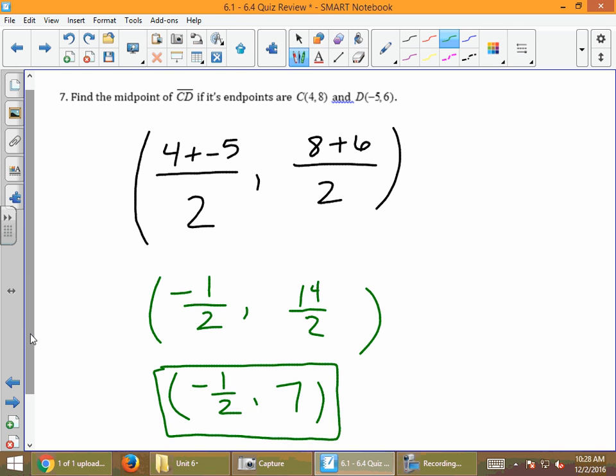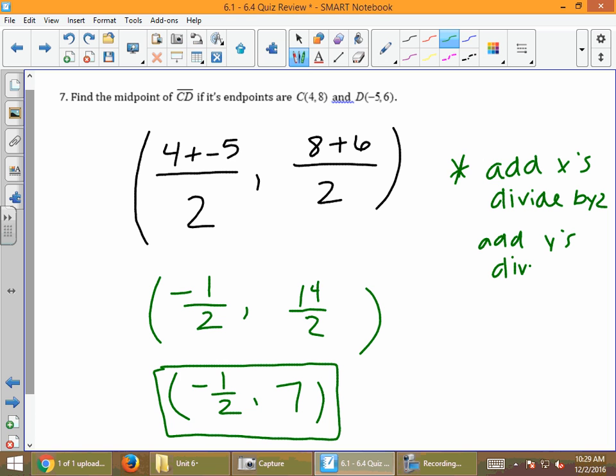Again, when you're told to find the midpoint, if you want to make a note, add x's, divide by 2, and then add y's, divide by 2. That is the process for finding the midpoint. Questions over any of that?